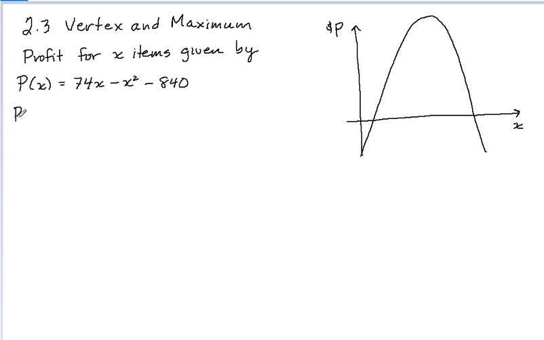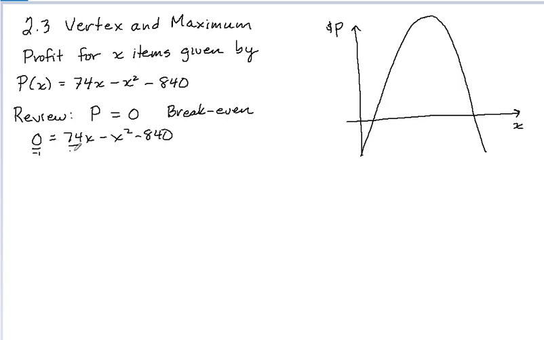Okay, here we're going to review from last section. You could take your profit and set it equal to 0. And if you do that, it's called break even. So if I put 0 in for profit and I solve, I'm going to divide everything by a -1. I think that will make my work a little bit easier. So I'm going to exercise that option and rewrite it in standard form. So positive x squared, negative 74x, positive 840.